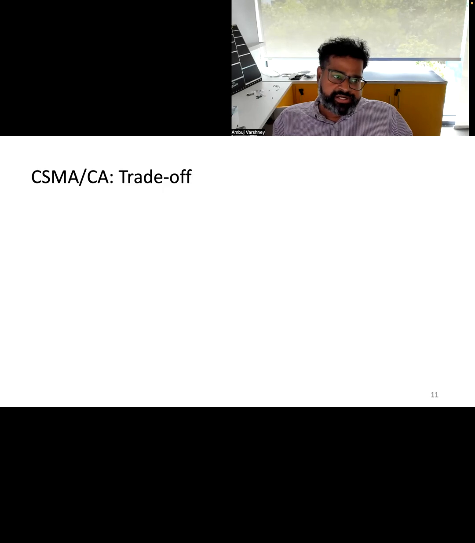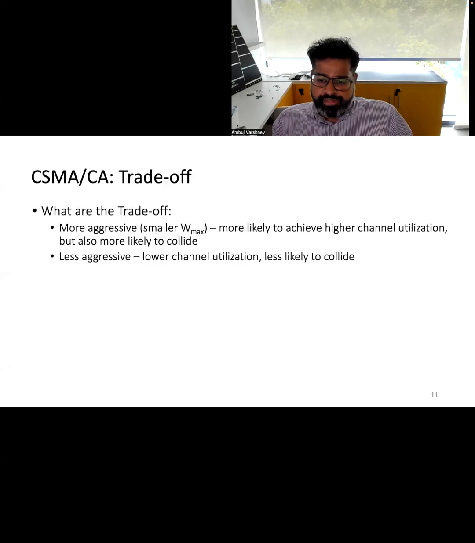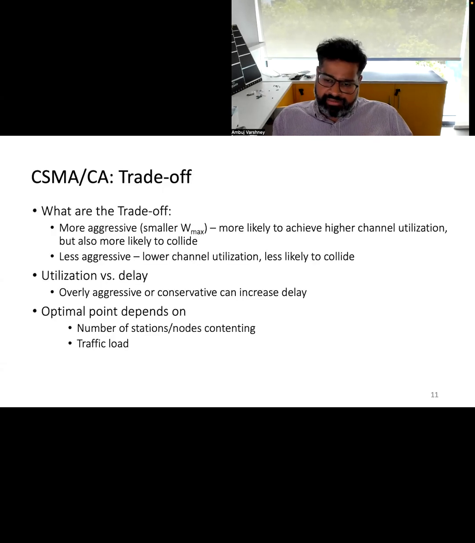So what are the various trade-offs that are made in this algorithm? A more aggressive, that is smaller window size, may lead to more collision but higher channel utilization. On the other hand, a larger window size would cause lower channel utilization but less collision. Hence, the trade-off that we are typically looking at is channel utilization versus delay. So the right value depends on the kind of application that you want to have, the traffic load, and the number of stations or nodes that are contending in the network.